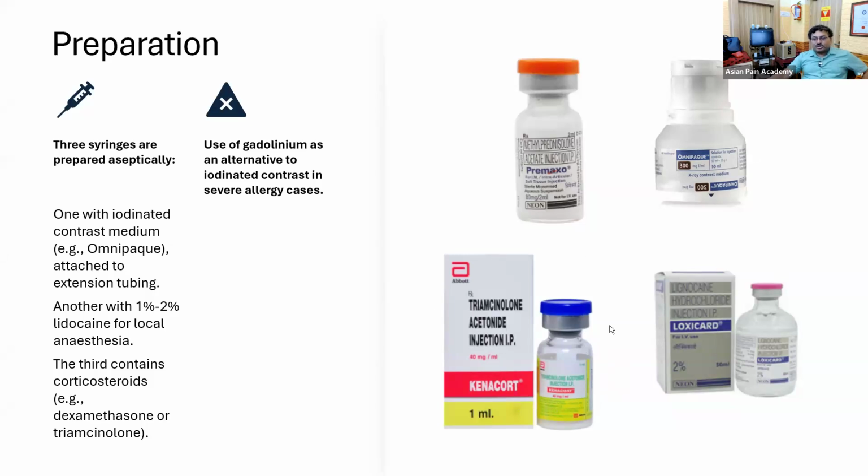Triamcinolone is now most commonly used for the transforaminal epidural steroid injection. So 40 to 80 milligrams of triamcinolone is required. Then we require a non-ionic contrast agent, and commonly used is Omnipaque, and also we use a steroid.